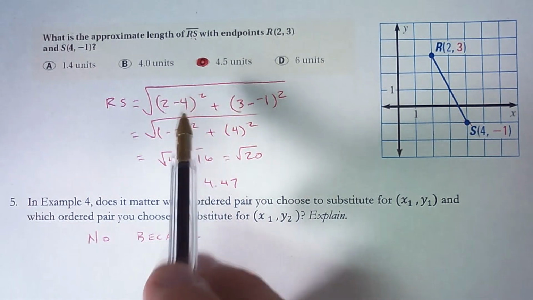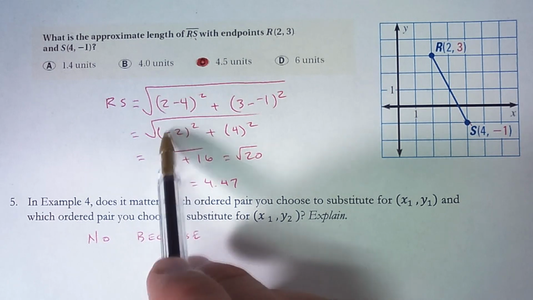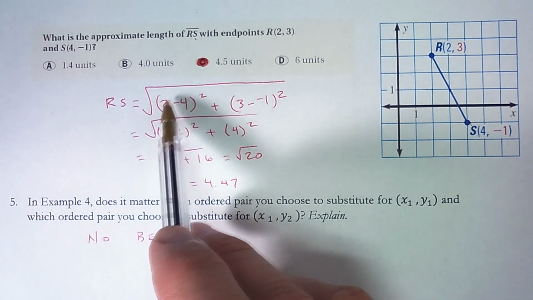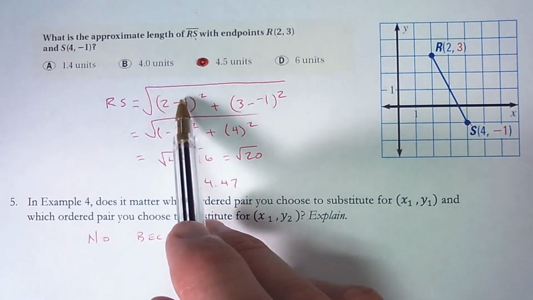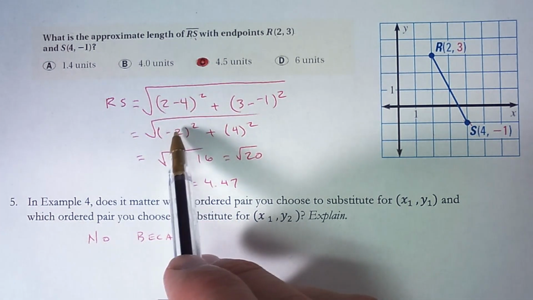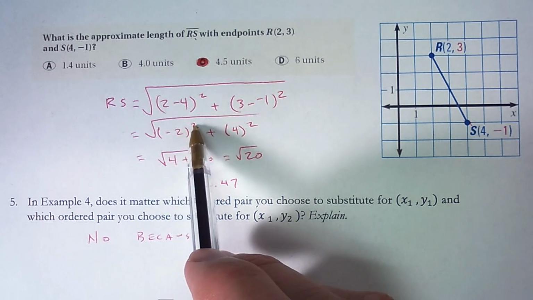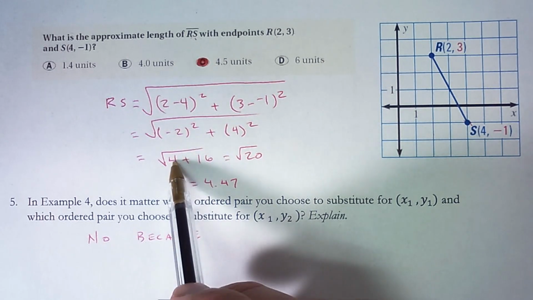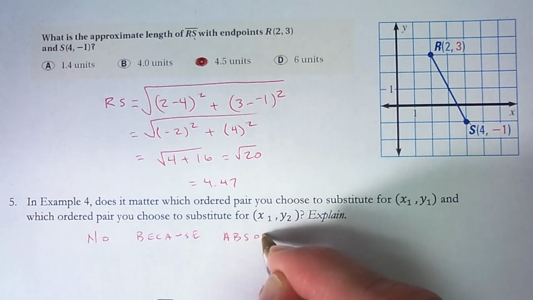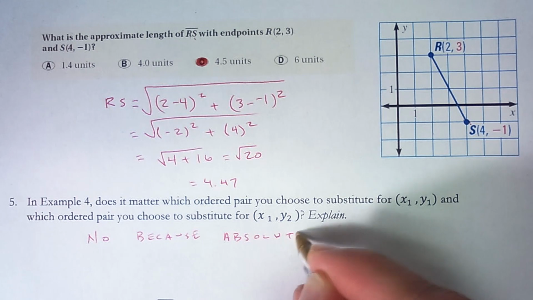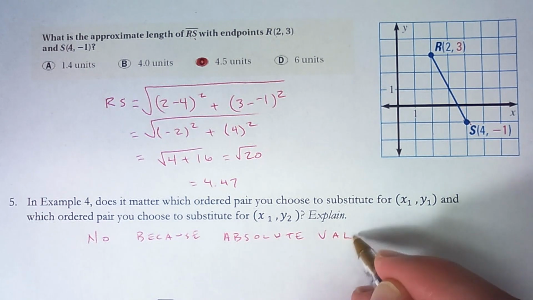So the real issue is that this number, whether it's a 2 or negative 2, 2 minus 4 is negative. If I had these turned around, 4 minus 2 would have been positive. But they have the same absolute value. And when I square them, they end up the same. So no, because absolute value would be the same.